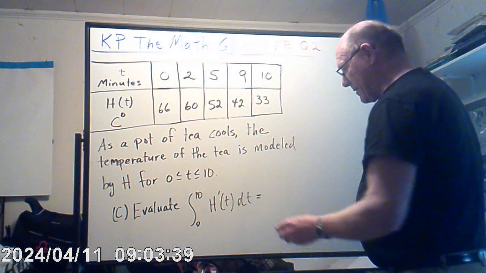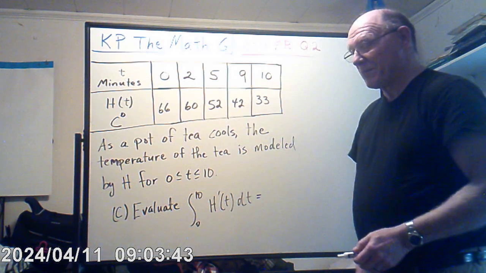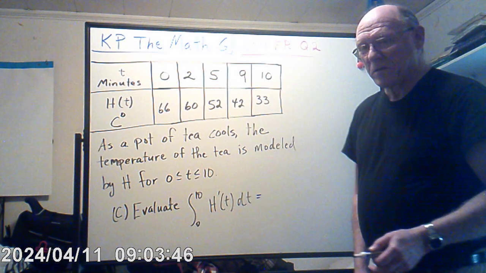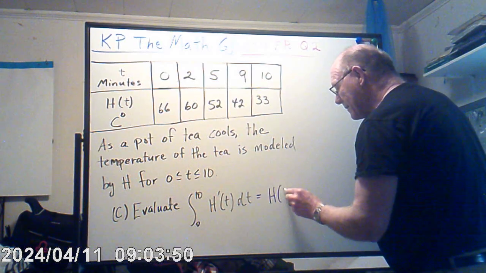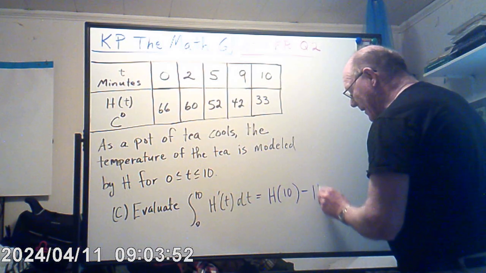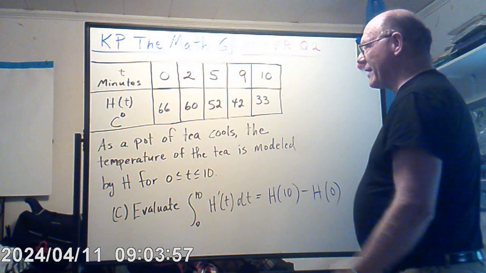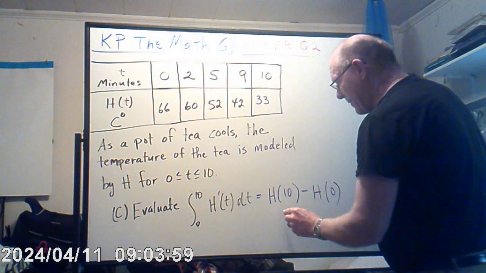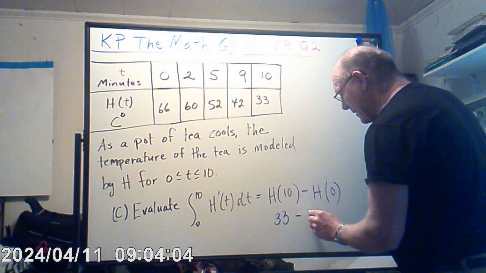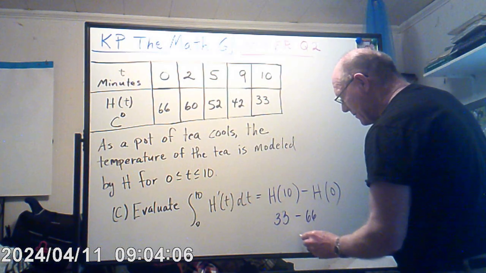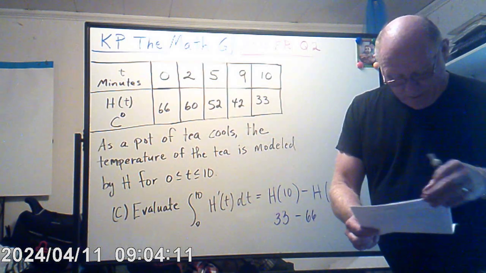If you answered that it is the fundamental theorem of calculus, part 1 or 2, you are correct. It is H at 10 minus H at 0. That's all that is. And H at 10 is 33. H at 0 is 66. So we have a negative 33.